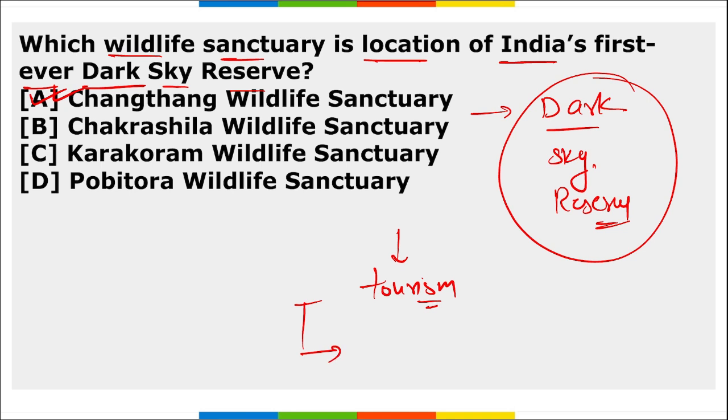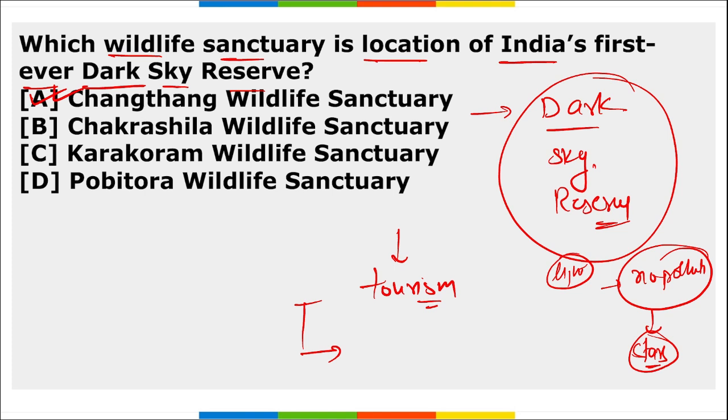Similarly, the wildlife sanctuary will be an observatory. As the sky will be dark, that means there will be no pollution in the sky, due to which the stars will be easily visible. There will be no light pollution also. In order to see stars and the universe, we should have no light pollution, because light pollution hinders the light coming from the stars to earth. So these are some things which will help in research work also. So the correct option is Changthang Wildlife Sanctuary.